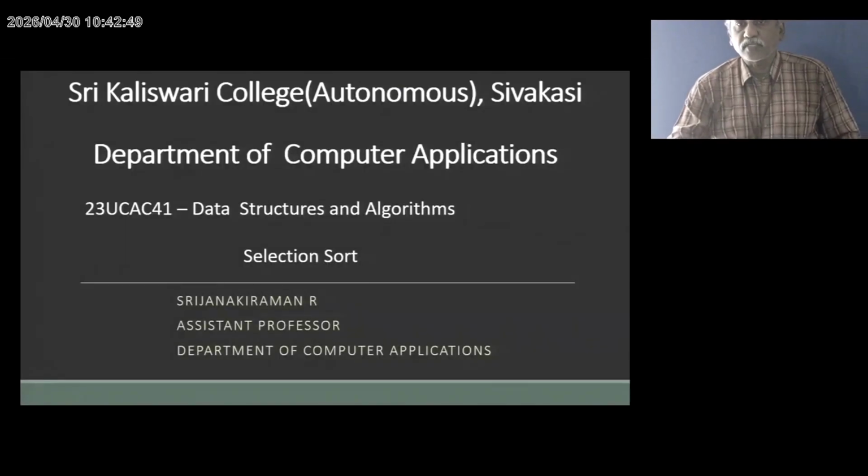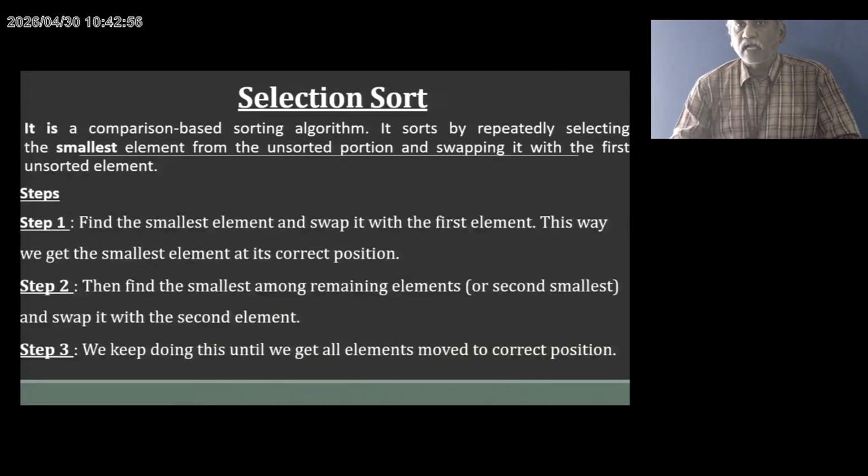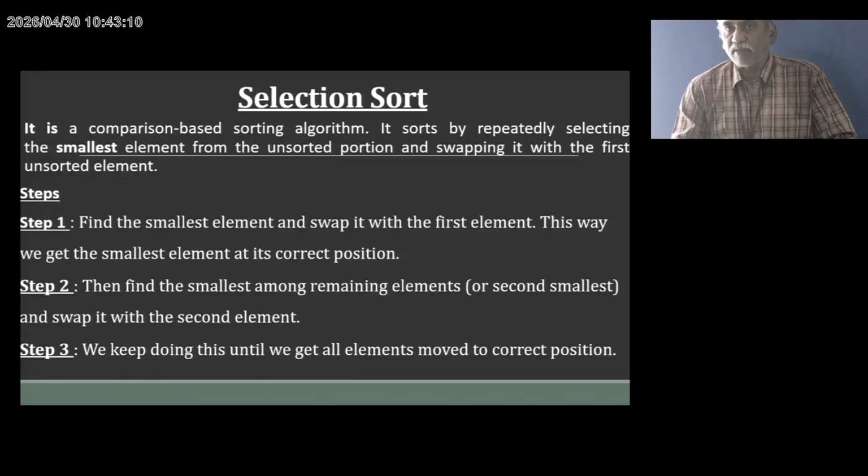Good morning, students. In today's class session, we are going to discuss selection sort. Selection sort is nothing but a comparison-based sorting algorithm. It sorts by repetitively selecting the smallest element from the unsorted portion and swapping it with the first unsorted element.